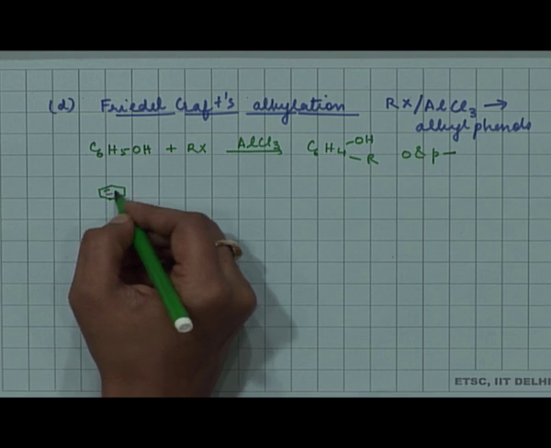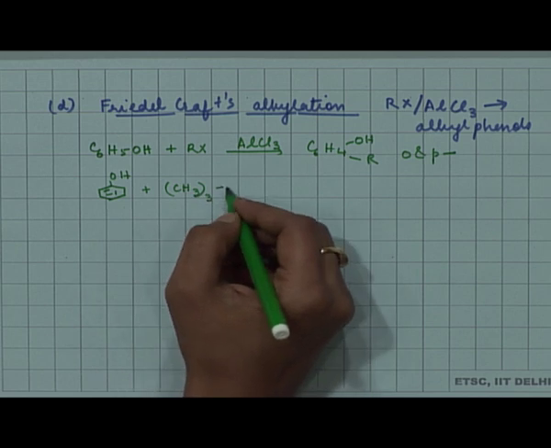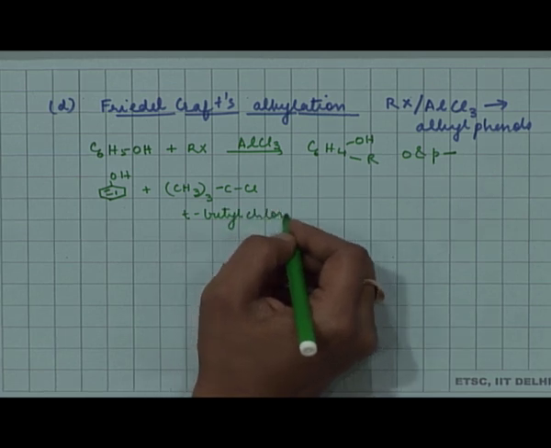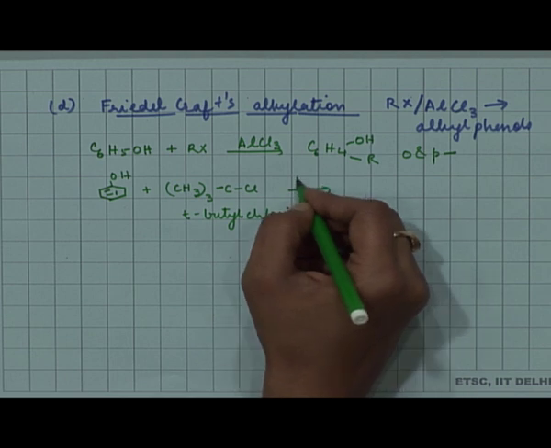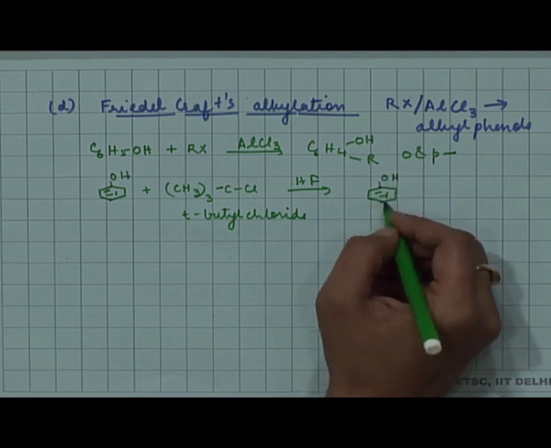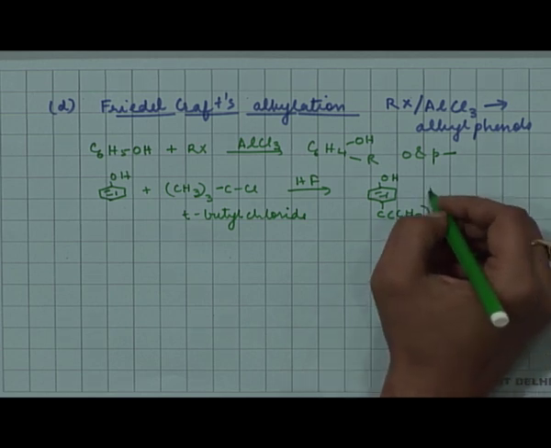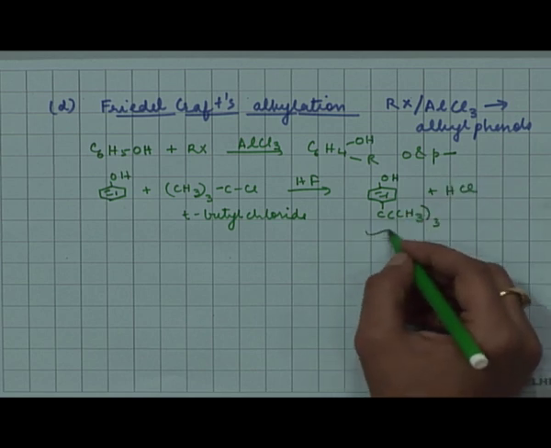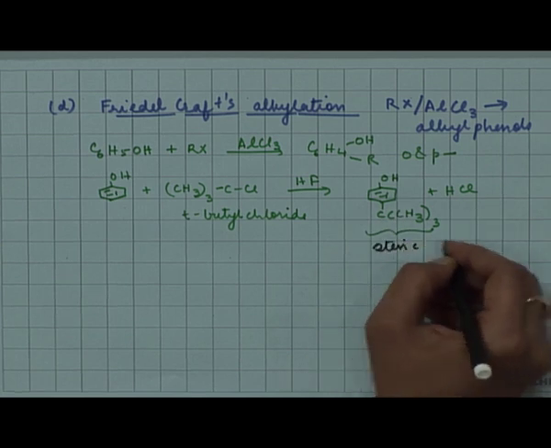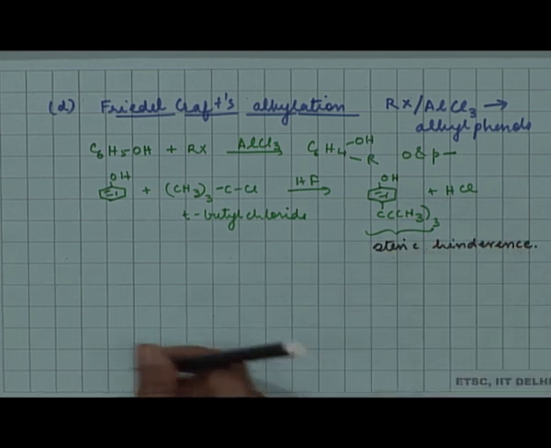If you start with the phenol and treat it with a bulky alkyl halide like a tertiary butyl chloride, this is a case which selectively gives only the para substituted product. So, in this case the alkylation happens only at the para position, unlike the other case, it is because of the steric hindrance offered by the tertiary butyl group.